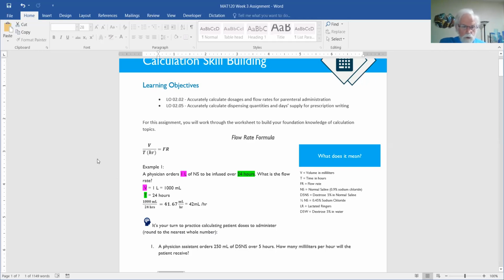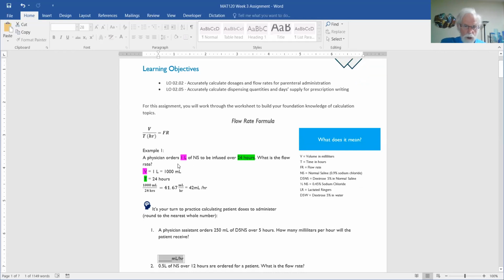So if we get an order such as 1 liter of normal saline infused over 24 hours, our volume is a liter. We have to convert that to milliliters. Remember, the rate with an infusion pump is always milliliters per hour. The physician here has specified 24 hours, so we simply divide 1,000 milliliters by 24 hours, and we get 41.67 milliliters per hour. We cannot set the controller to fractions of milliliters, so we round it off.